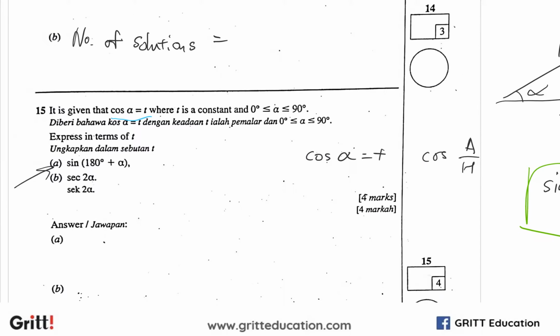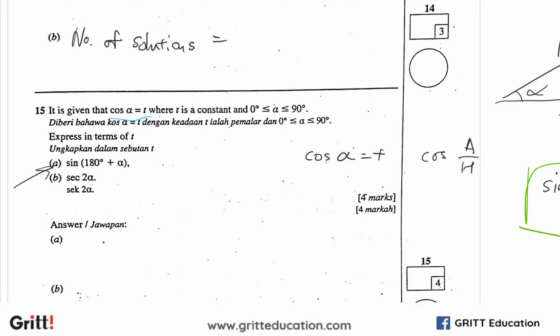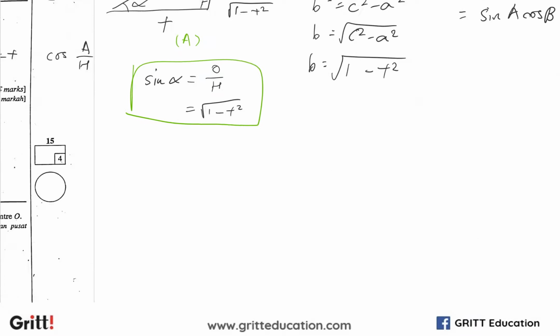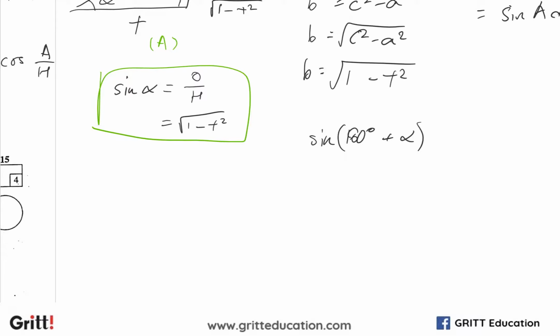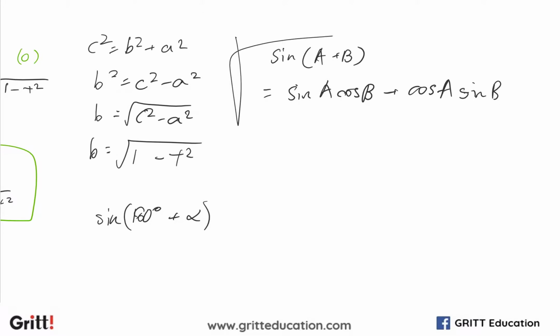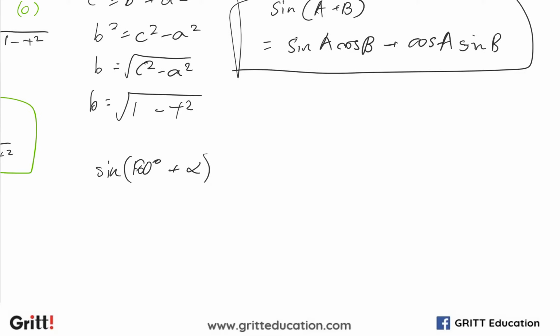So now we can actually approach the question of sine 180 degrees plus alpha. So it will be sine 180 degrees plus alpha. Before we get to that, I want to remind you of this formula. When you have sine a plus b, you can actually write it as sine a cos b plus cos a sine b. So that's what we want to do. So here, let's write it that way. So it will be sine 180 degrees cos alpha plus cos 180 degrees sine alpha.